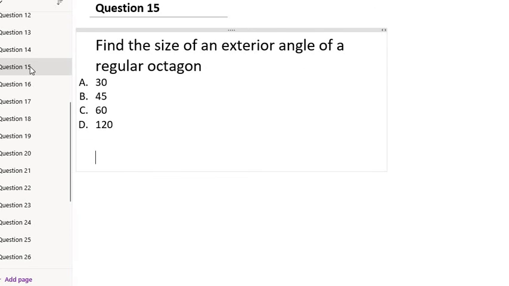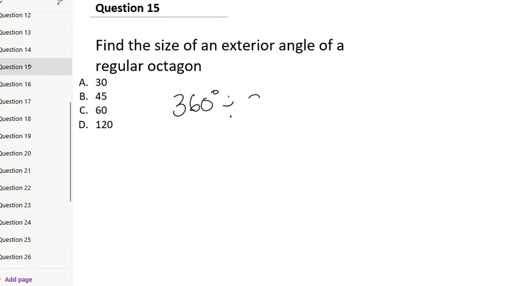Question 15. Find the size of an exterior angle of a regular octagon. A regular octagon has 8 equal sides and 8 equal angles. To calculate the size of each exterior angle in the regular octagon, we divide 360 by the number of sides, which is 8. So 360 degrees divided by 8 will give me 45 degrees. So my answer is B.